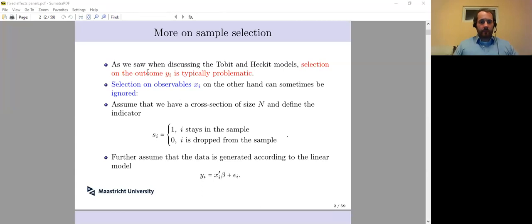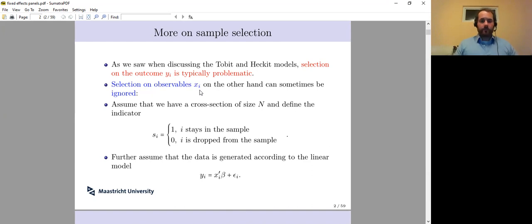And in that case, we have to make sure that we take into account a potential selection process when we evaluate our results. And as we've seen, what we talked about was selection on the outcome variable. So for instance, we had truncation or censoring on the outcome variable, and we saw that this usually introduces a bias. Now, what I want to do in the very first part is talk a little bit about selection, but instead of talking about selection on Y, we talk about selection on the observable x_i, and that sometimes, under certain conditions, can actually be ignored.